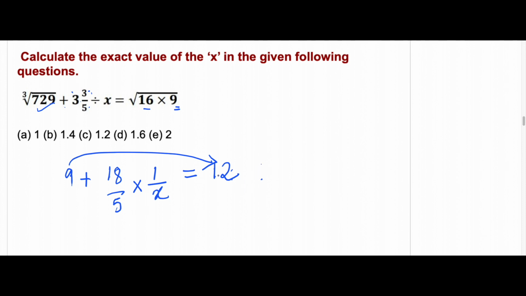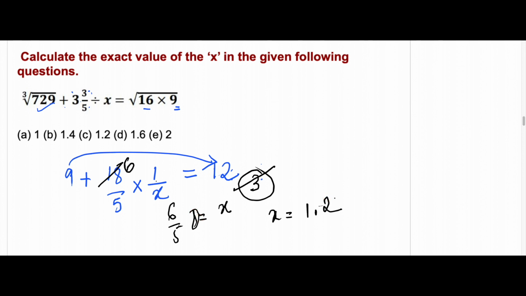So 3 is equal to 18 into 5 into 1 by 6. So cancel 3 and 18. So this is 6. So 6 by 5 is equal to x. So x is equal to, just divide it, 1.2. So the answer is option C.